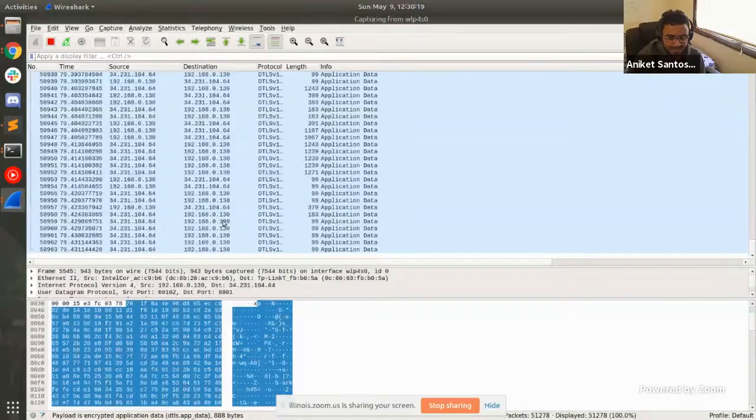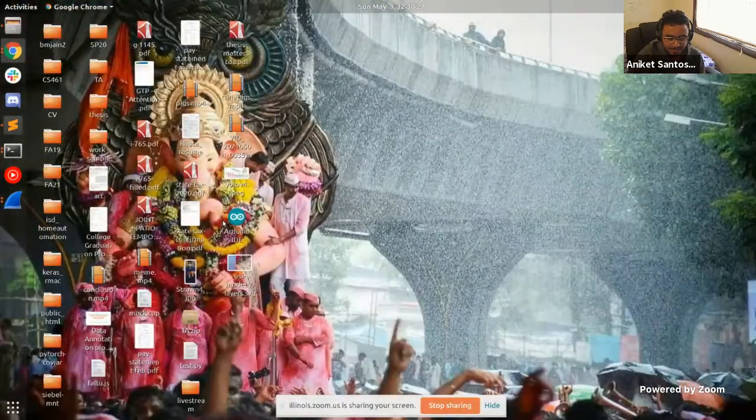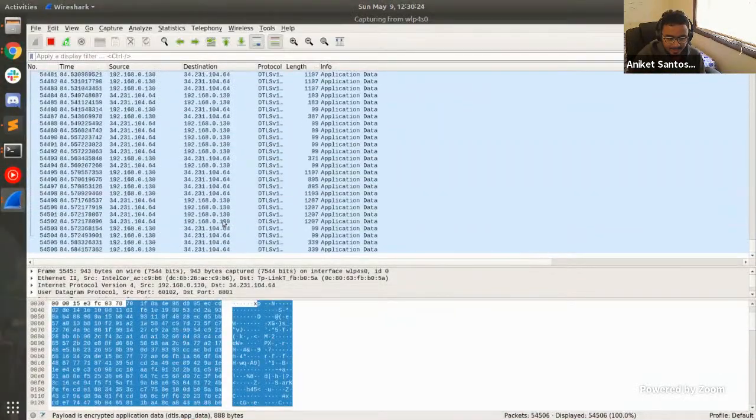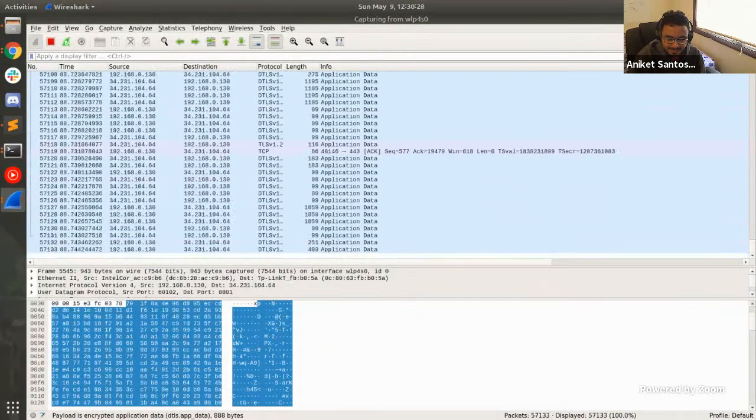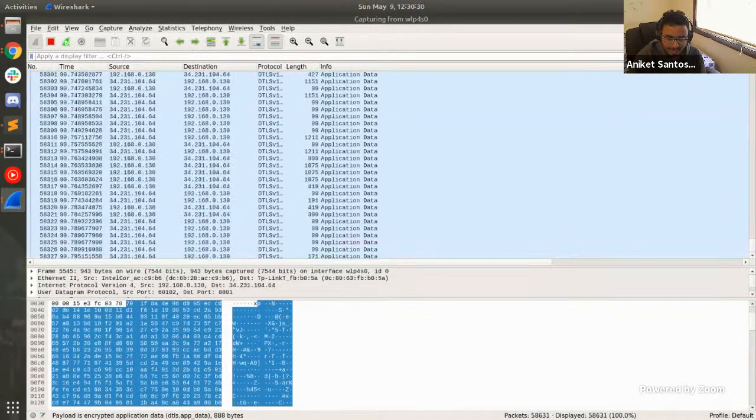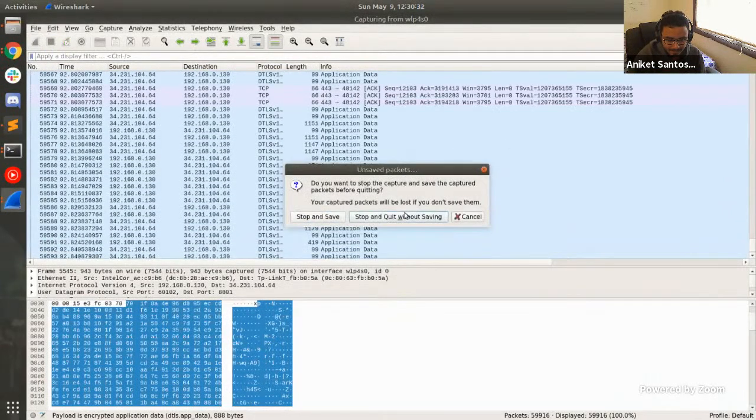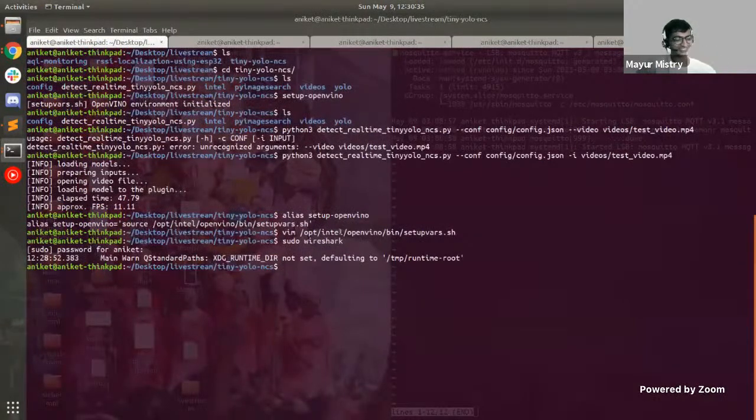So yeah, there are some pretty powerful utilities to detect or sniff what is happening in a network. And this is just a small use case of it. Yeah, I found that pretty cool.